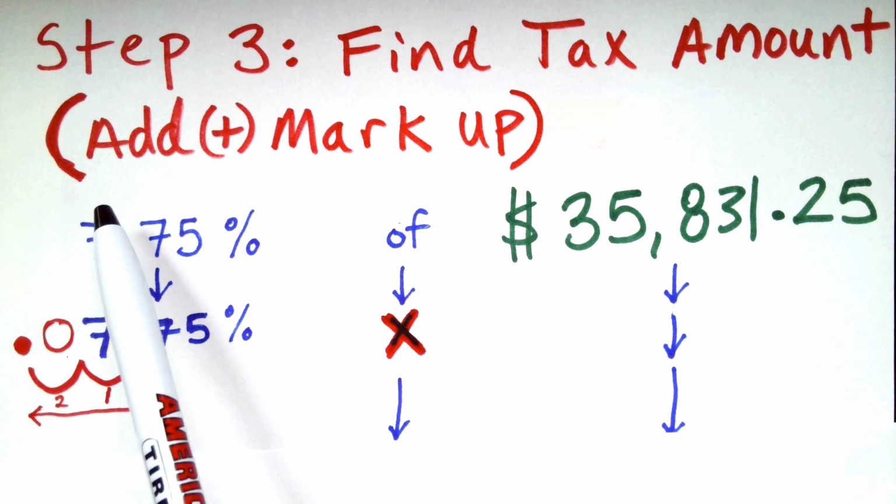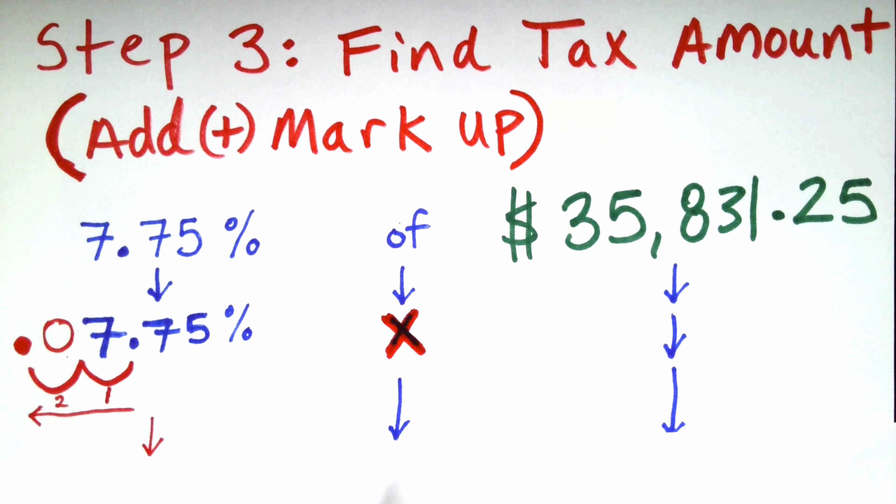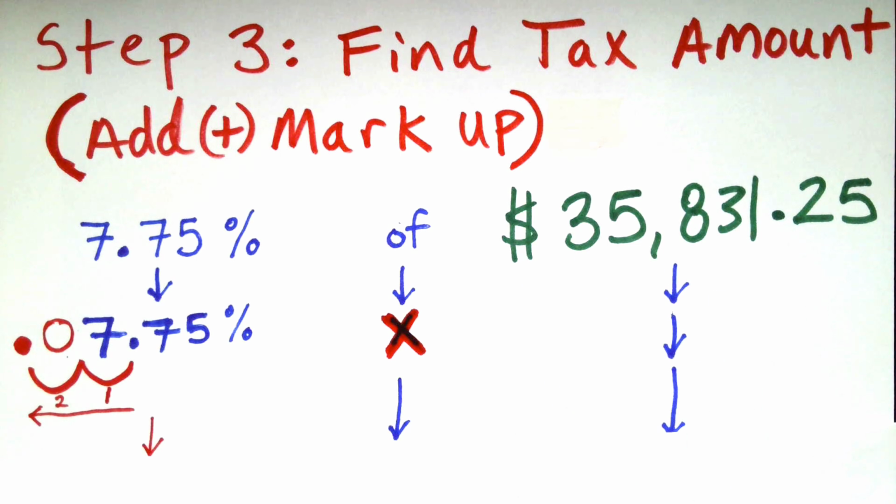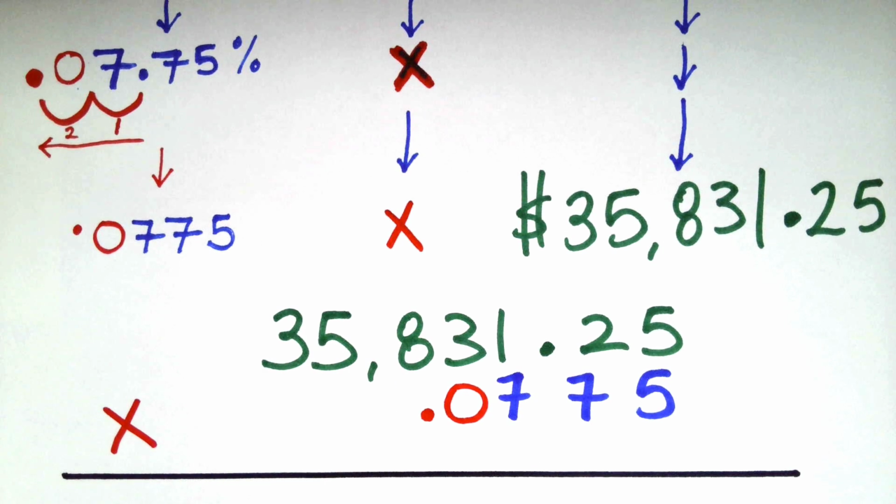All right, so we're going to perform step 3. Find the tax amount. That's the markup. We always add a markup. So 7.75% of $35,831.25. Of means multiply. And we want to take that percentage and turn it into a decimal by moving the decimal 2 times to the left. Now we got 0.0775. You can eliminate the percent symbol there. Of means multiply, so let's multiply that decimal times the discounted amount.